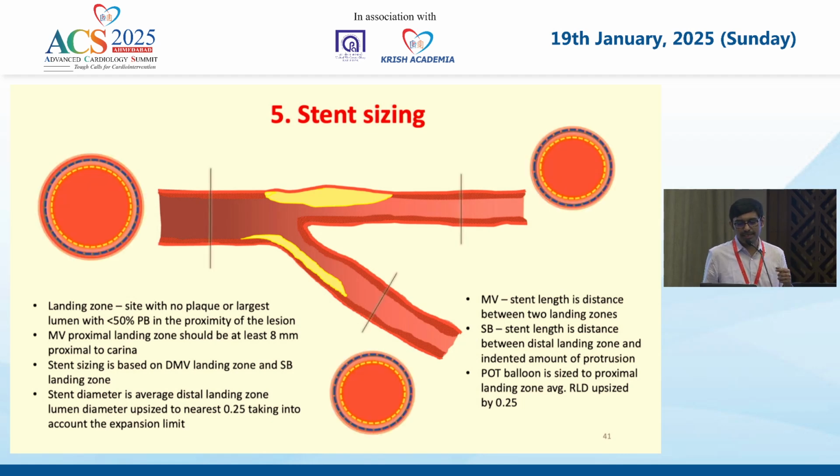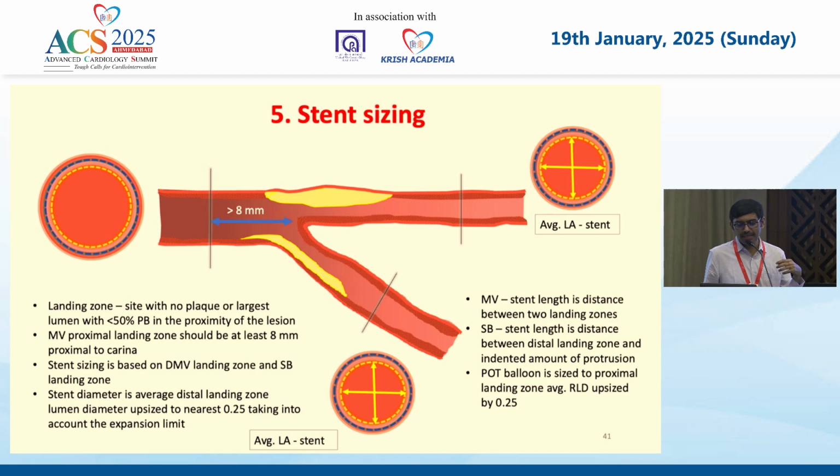Stent sizing is based on the landing zones, and the landing zones are the site with no plaque or the largest lumen with less than 50% plaque burden in the proximity of the lesion. The main vessel landing zone should be at least 8 millimeters proximal to the carina, to help you get a good POT done. And stent sizing is based on the distal main vessel landing zone and side branch landing zone.